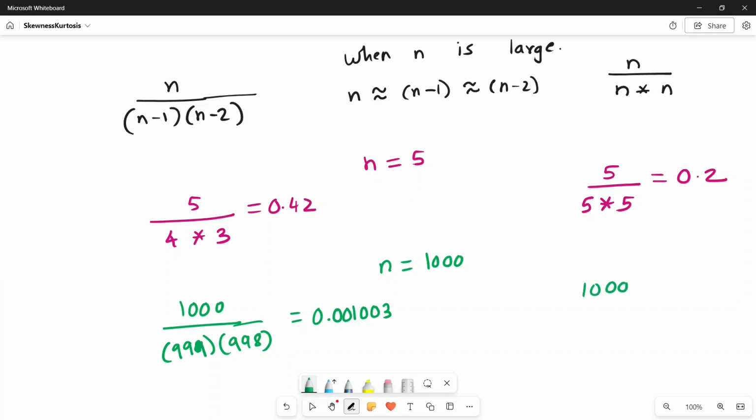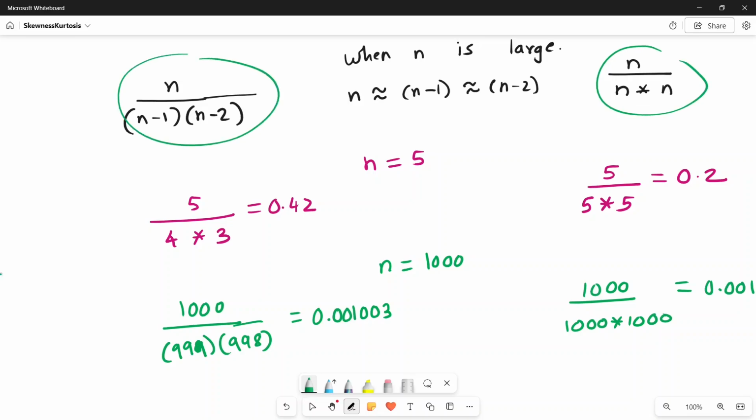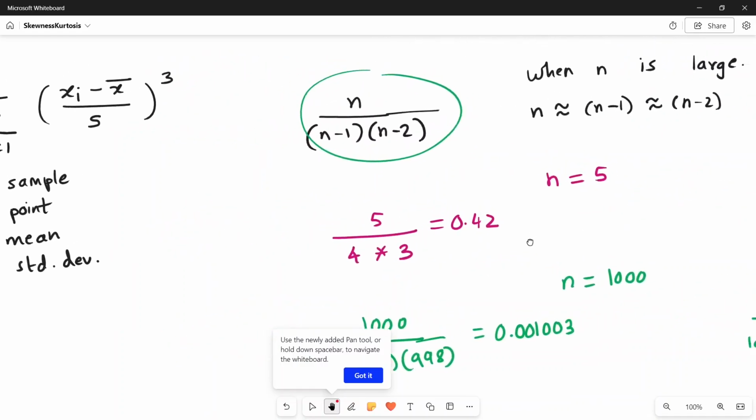And the same thing I calculate using n upon n multiplied by n, then this will be 1 upon 1000, which is 0.001. So I can say that this is a good approximation for this when n is large. That is in the case of a population. So coming back to our formula.